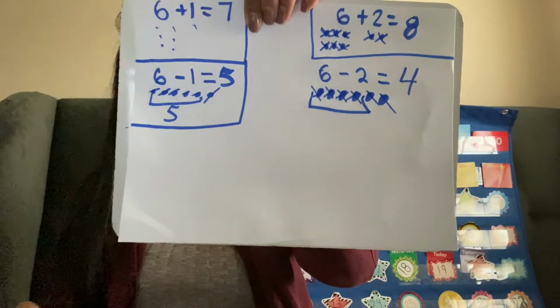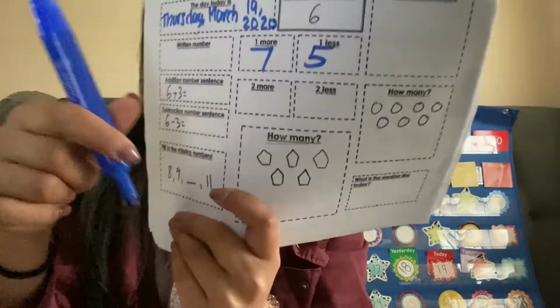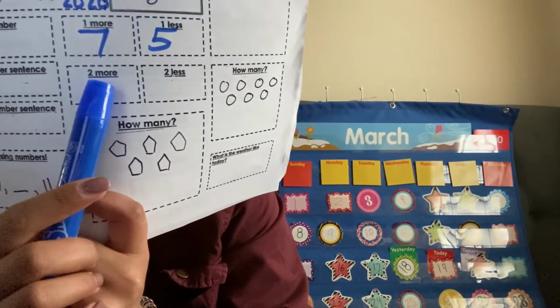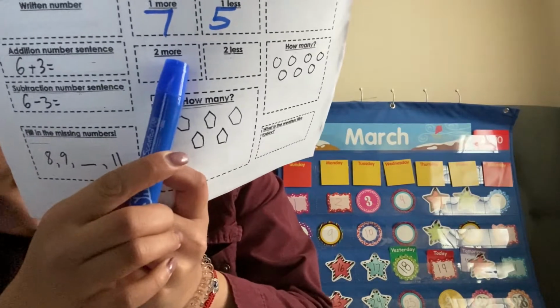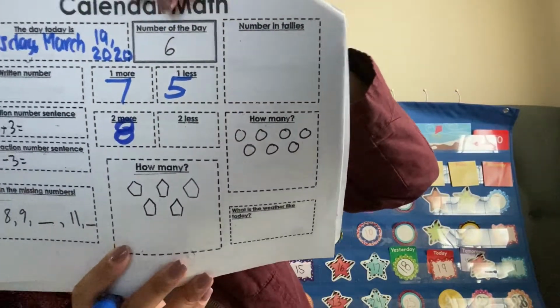So I can go ahead and fill in these boxes right here where it says 2 more. I'm going to write 8. And then where it says 2 less, I'm going to write number 4.